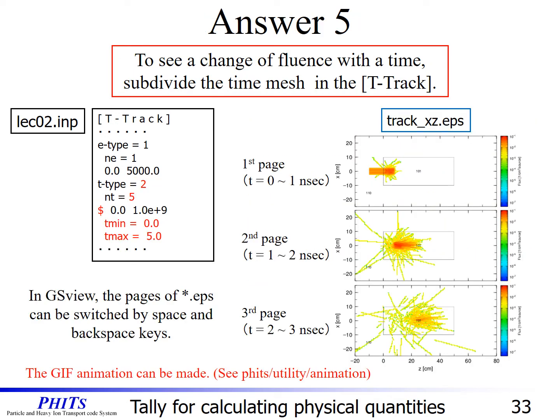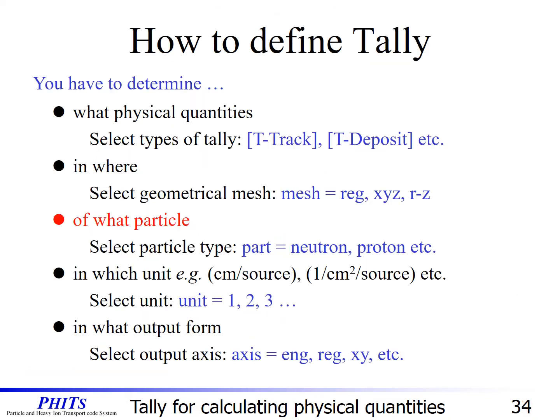The time evolution of radiation fluence can be seen in each page of the EPS file. In GS View, you can switch the pages of the EPS file by space and backspace keys. The GIF animation can be made. An example is prepared in PHITS Utility Animation. Next, let's learn how to select observed particles.